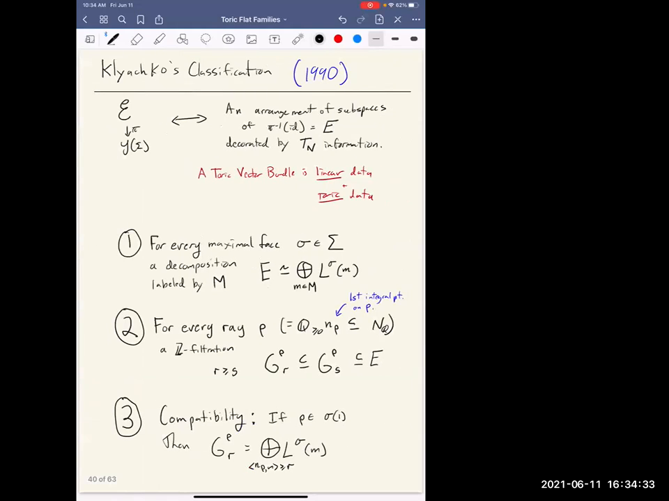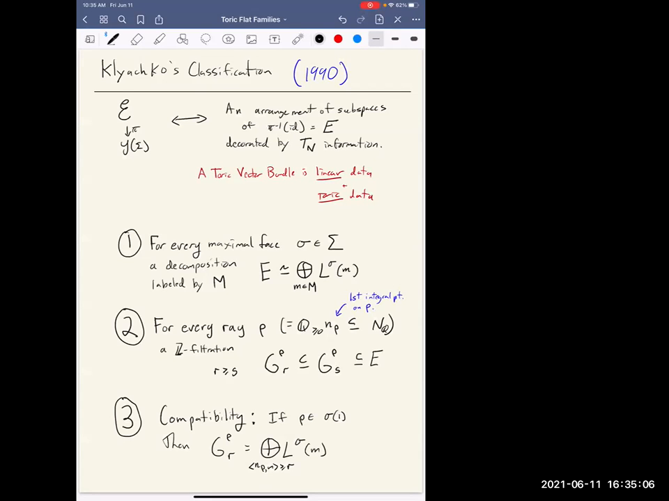Klyachko gave a classification of toric vector bundles in 1990, which also depends on some information of the torus, but it's paired with information that I'll call linear data. It's an arrangement of subspaces in this fiber, this general fiber E. So this leads to the slogan that a toric vector bundle is linear data with toric data put together. So here's how Klyachko's classification of these objects goes.